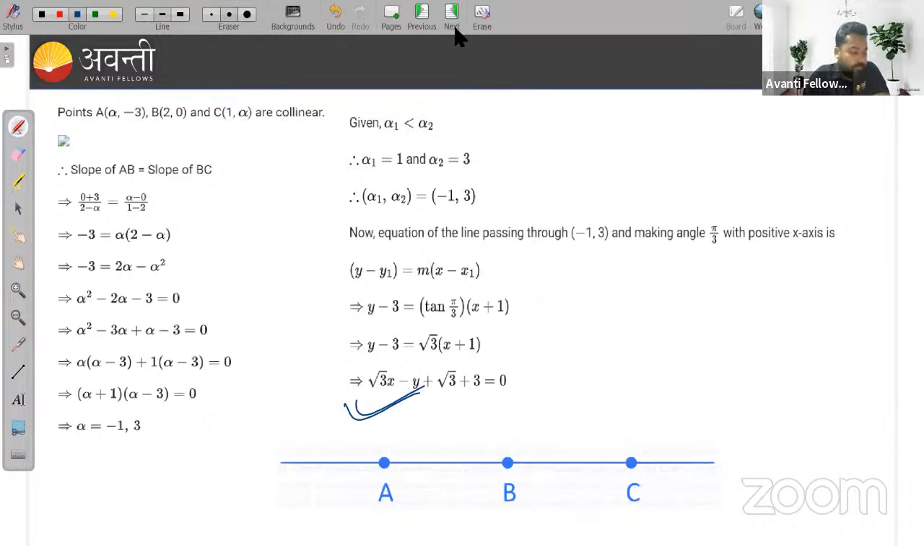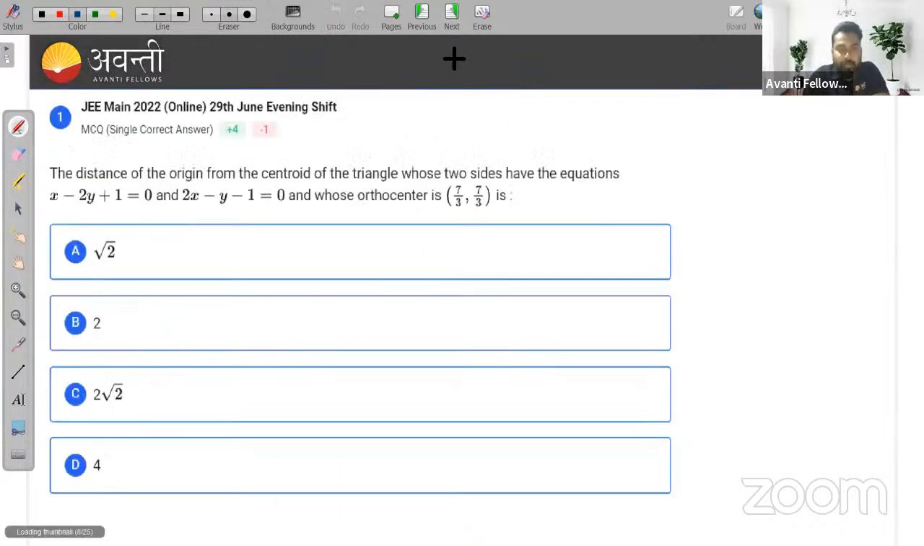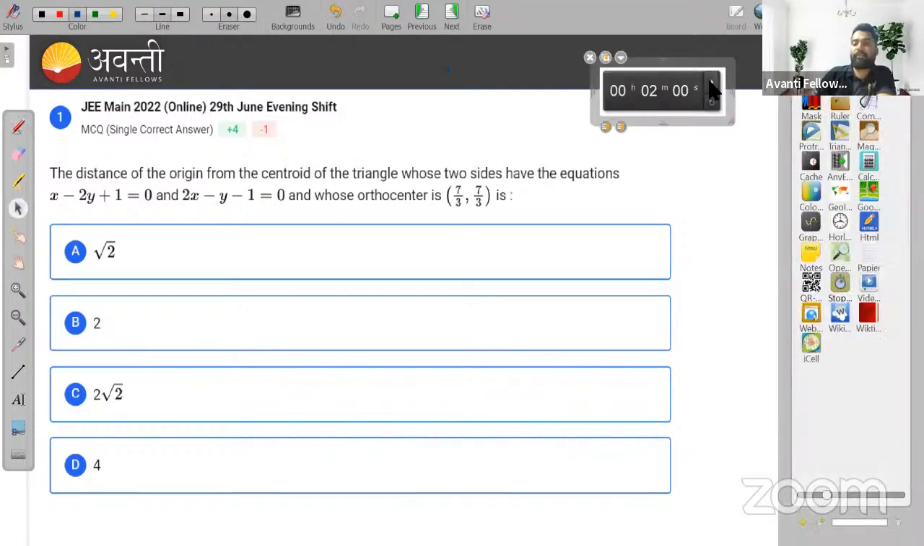Okay. So let's move to the next question here. It's also from the 2022 JEE Mains. The question is asking for the distance of the origin from the centroid of the triangle whose two sides have the equations x minus 2y plus 1 is equal to 0 and 2x minus y minus 1 is equal to 0, and whose orthocenter is 7/3, 7/3. I'm giving you 2 minutes for this question also. Just solve it.